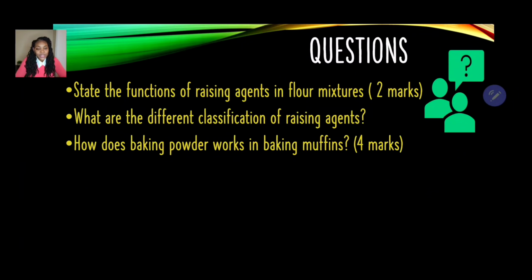Now let us look at our questions. Number one, state the function of raising agents in flour mixtures. Two marks. Two, what are the different classifications of raising agents? That should be worth about three marks. And three, how does baking powder work in baking muffins? So you have to think of the different things that we looked at: how baking powder reacts when moisture is added and also when heat is added. What happened to the mixture? Now, based on the discussion that we had, I am sure you're able to answer these questions.